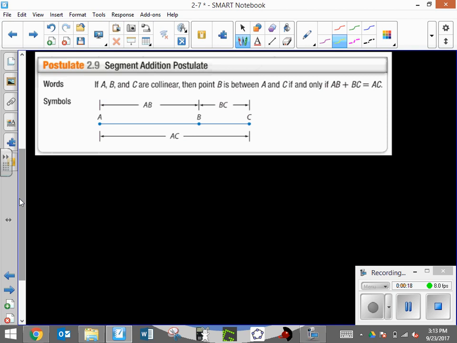What the segment addition postulate says is that if I have 3 points on a line, in this case A, B, and C on a line, then I know that each little part added together is going to equal the whole thing. In other words, this portion right here and this portion added together should equal the entire thing of AC. We're going to write that as AB plus BC equals AC.